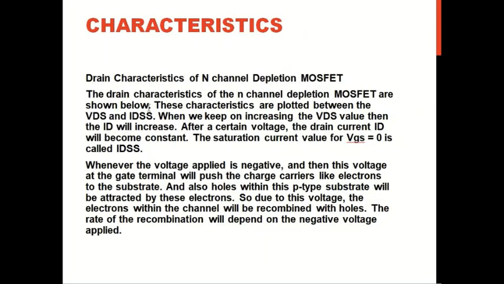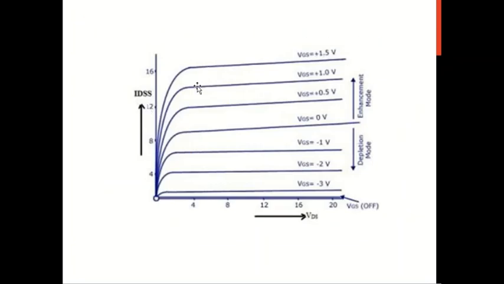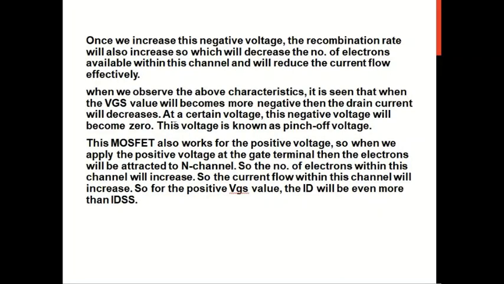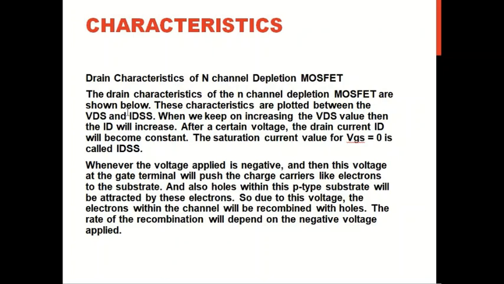The characteristics. Now let us go to the characteristics of the N-channel depletion type MOSFET. The drain characteristics of the N-channel depletion type MOSFET are as shown below. Here the characteristics are plotted between VDS and IDS. When we keep increasing the VDS value, ID will also increase. After a certain voltage, ID becomes constant, and the saturation current value for VGS equal to 0 is called IDSS.